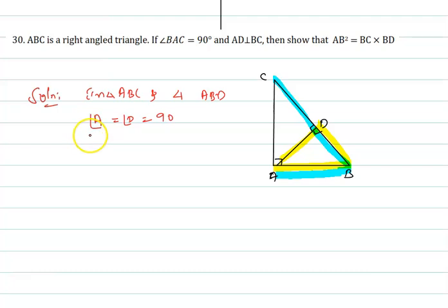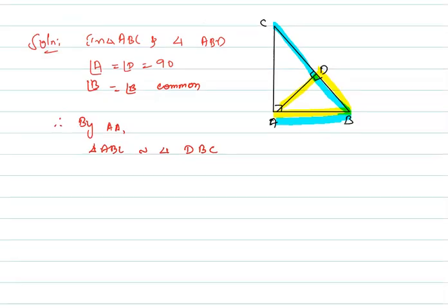What we have here, angle B is equal to angle B, which is common. So therefore, by the angle criteria, triangle ABC is similar to triangle DBC. Now we apply CPST and we'll get the answer.